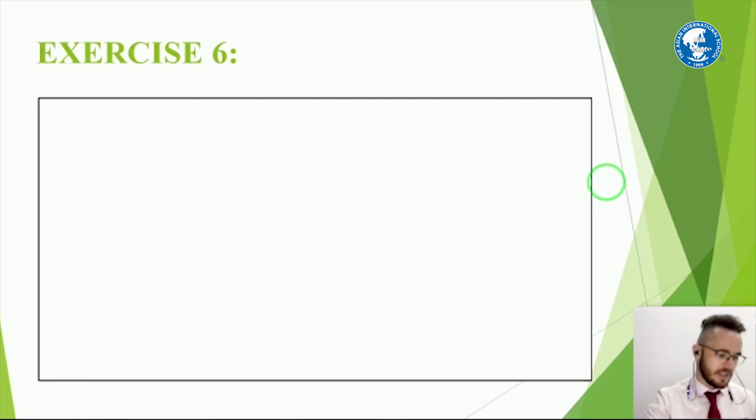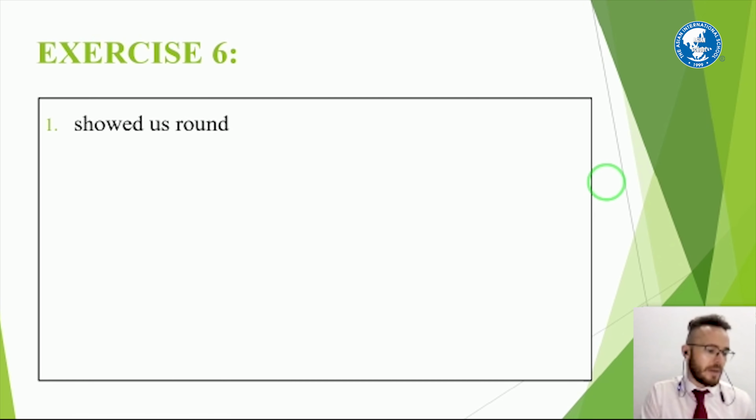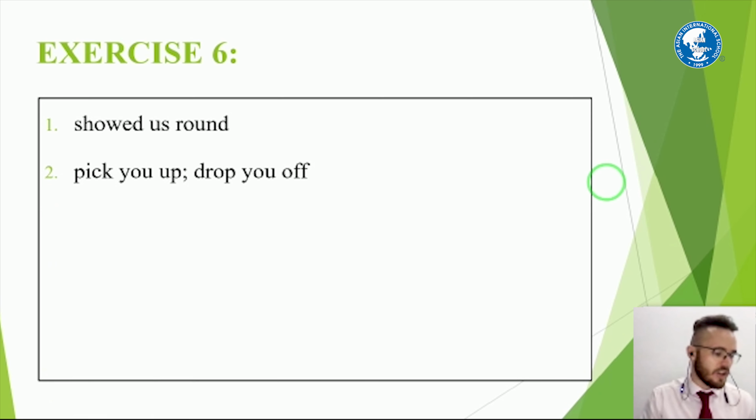Completing the sentences. Number 1, the guy who showed us round the palace had some fascinating stories about the history of the place. Number 2, this evening, the taxi driver picked you up in the town centre and dropped you off at the hotel. Number 3, my uncle's returning home to the States tomorrow. I'm going to the airport to see him off.